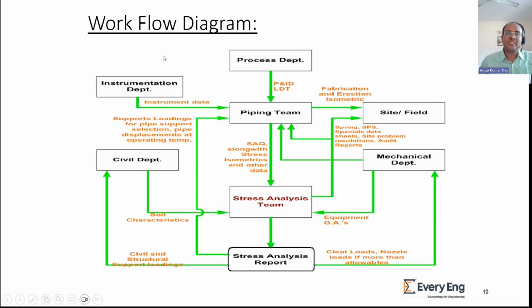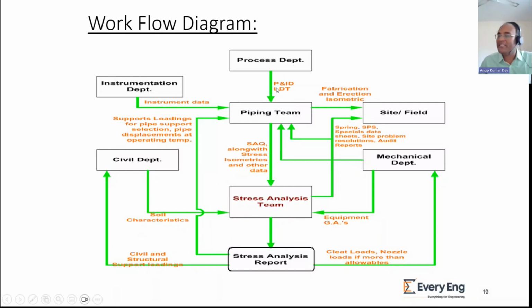Now, as I was telling, what is the role of the pipe stress department in the complete organization or design consultancy. So here you see this is the pipe stress analysis team. Our main interaction will be with the piping team. They will be giving us the isometrics for modeling the system in our software.